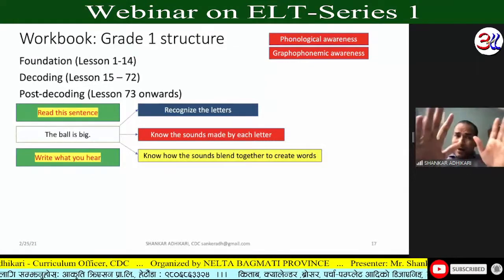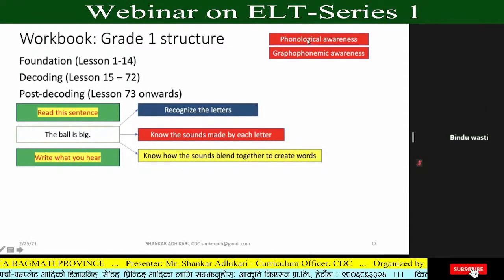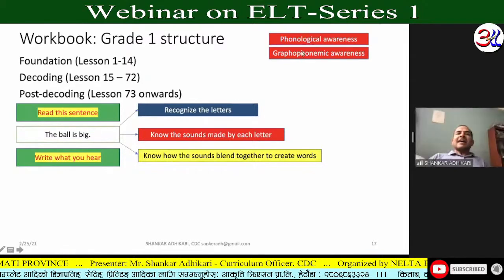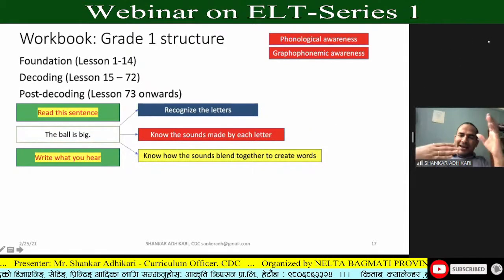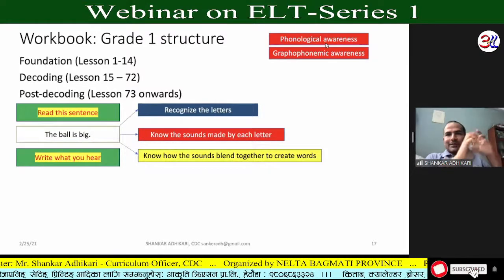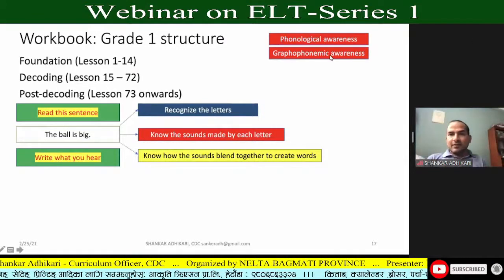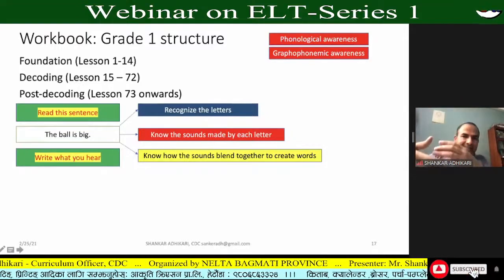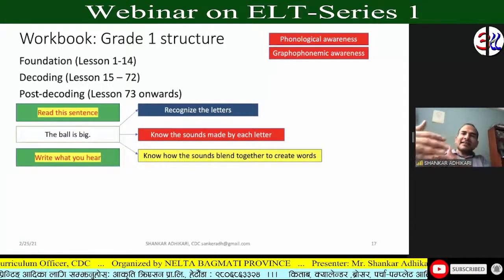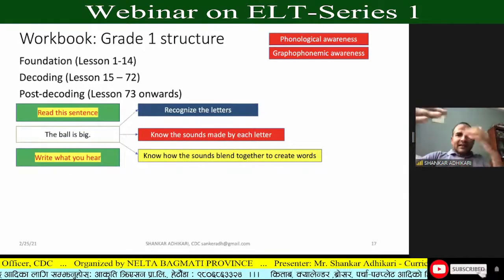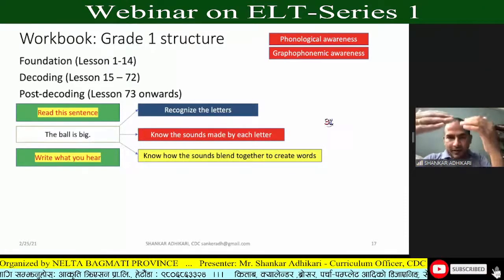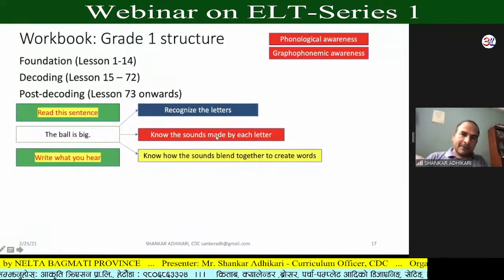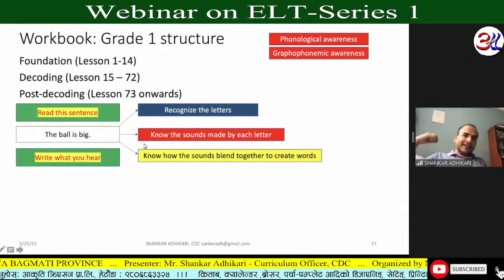What I am focusing on comes under phonological awareness, and the students try to establish the relationship between sound and symbols, which comes under graphophonemic awareness. They gradually start reading, they gradually start writing something, and that goes in a particular order, called the order of literacy skills, and they develop the language skills.